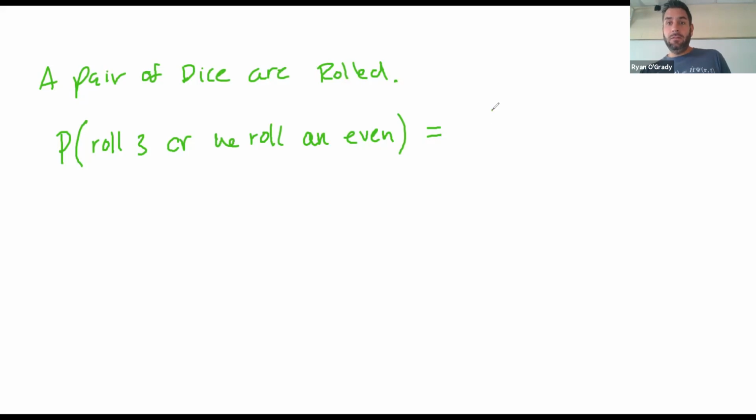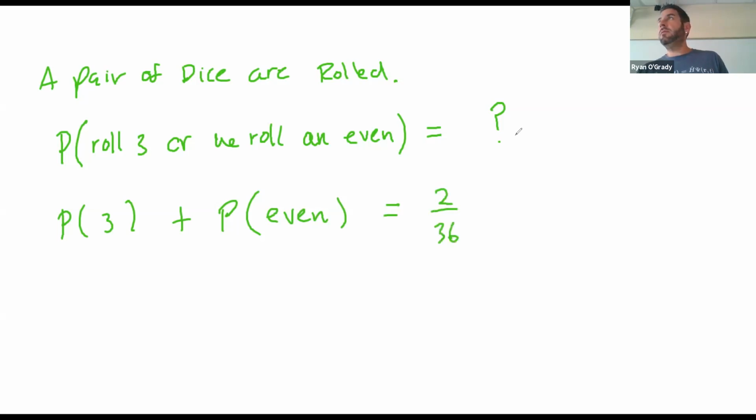But we don't have to know that, because the third axiom tells us that this is the same as the probability of a 3 plus the probability of an even. And what's the probability of a 3? We just told you that's 2 out of 36. What's the probability of an even?